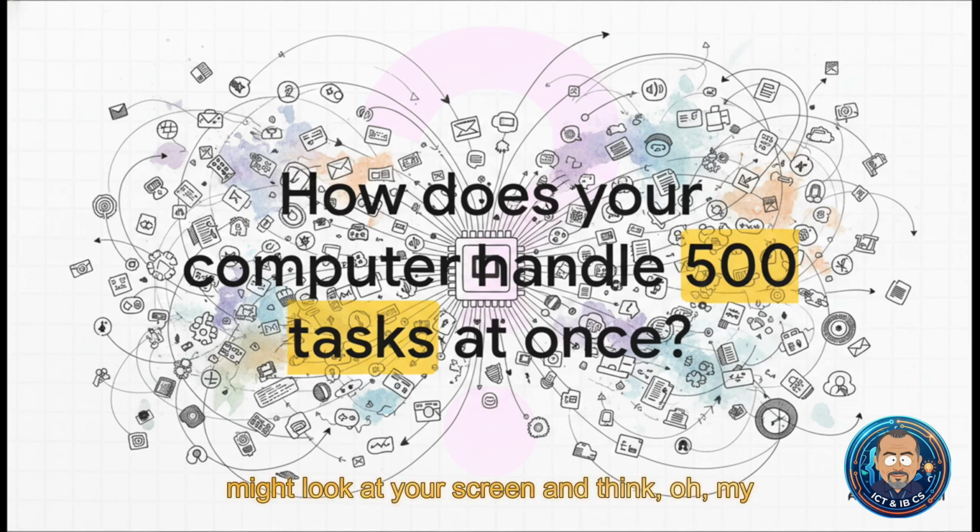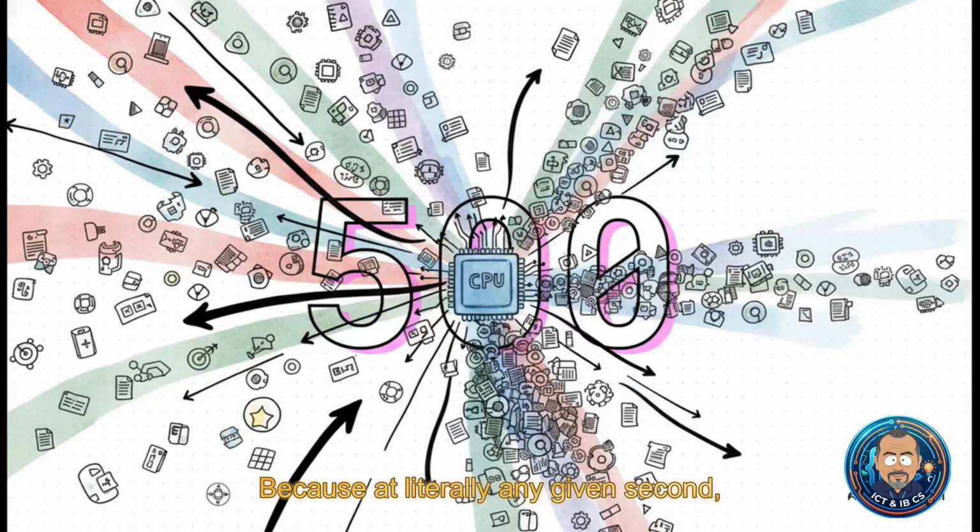crashing on you? You might look at your screen and think, oh, my computer is just doing these 3 or 4 things I have open. But the reality? The reality is way, way more chaotic. Because at literally any given second, there is this constantly shifting pool of like 400 to 500 different processes inside your system, and every single one of them is desperately begging for processor time.